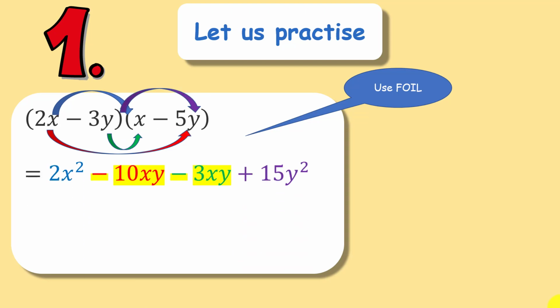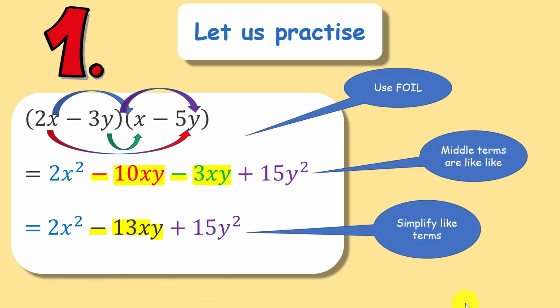For the first terms, it will give us 2x squared. Outer terms, let's see, it's the 2x times the negative 5y, negative 10xy. The inner terms, the negative 3y times the x is negative 3xy. And the last terms, negative 3y times negative 5y, gives us a positive 15y squared. Notice that we'll have like terms. And if we simplify the like terms, the middle two terms will give us negative 13xy.